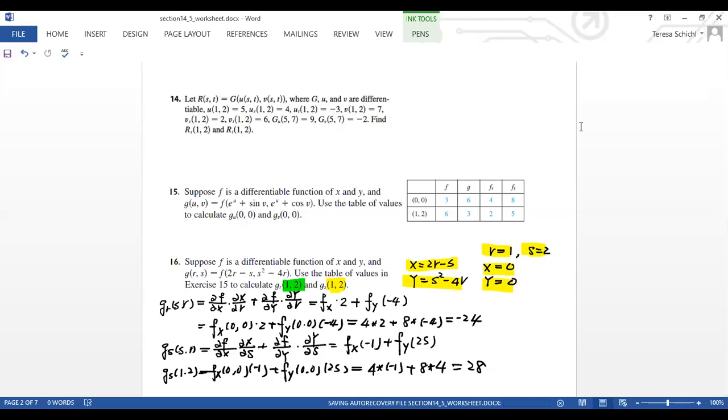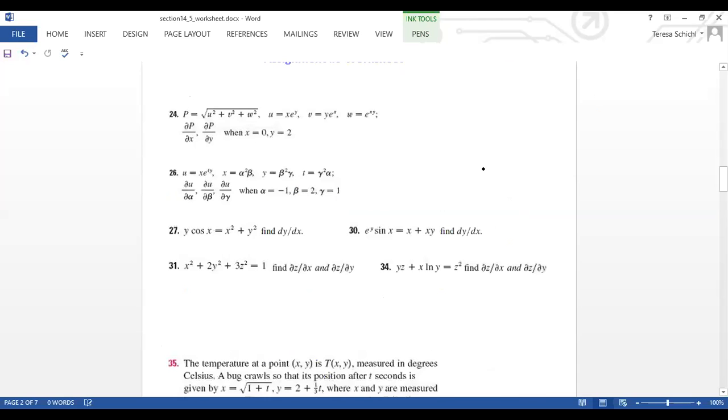Another problem I like to do is to use differential equations to refresh our memories here. So I want to find ∂z/∂x and ∂z/∂y, right? This is an implicit differentiation problem. Let's say we put everything over to one side, so it's yz plus x natural log y minus z squared equal to 0.